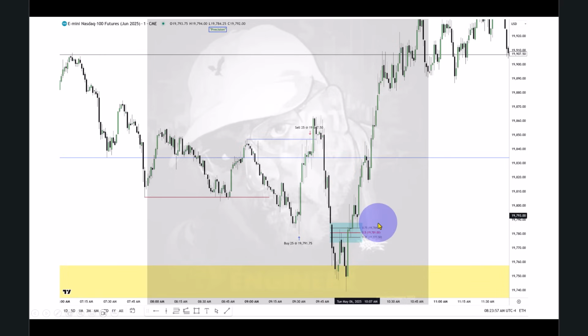Boom. That's perfect, folks. Linda Raschke can't teach that. Larry Connors couldn't teach it. Wyckoff didn't know anything about it. Supply and demand, nope. Elliott Wave, nope. Sorry, no pitchforks here.